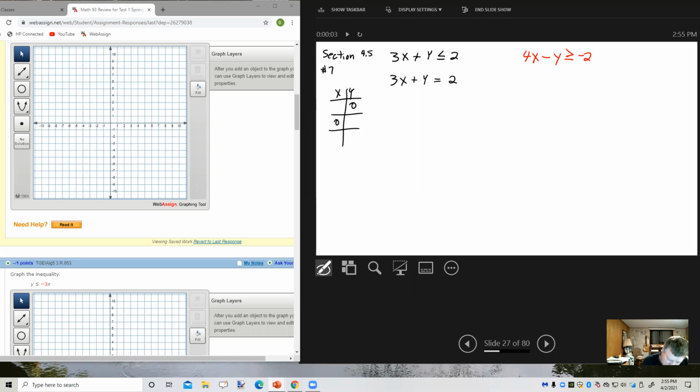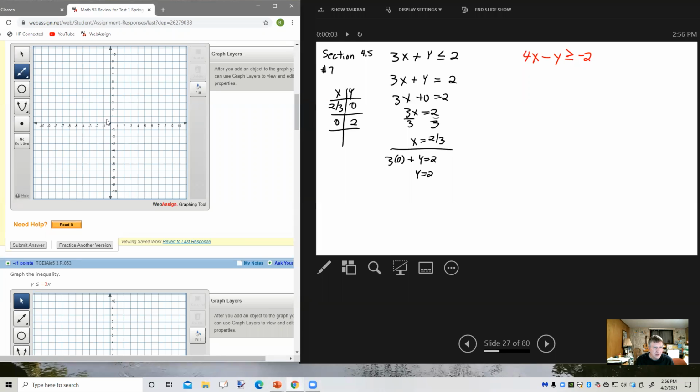So I'm going to find the x-intercept and the y-intercept. To find the x-intercept, set y equal to 0. We get 3x plus 0 equals 2, or 3x equals 2, or x equals 2/3. To find the y-intercept, we set x equal to 0, and we get 3 times 0 plus y equals 2, so y equals 2. Now we've got two ordered pairs that we can use to graph the linear inequality.